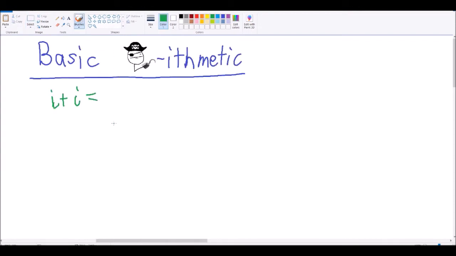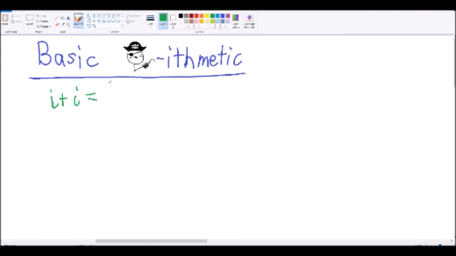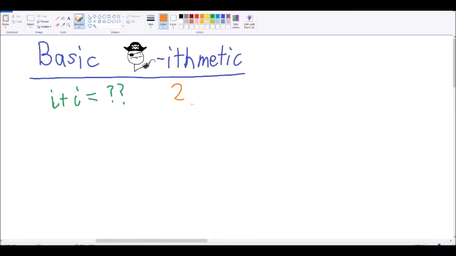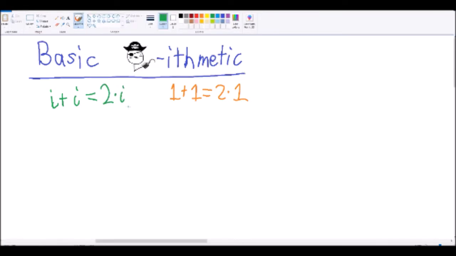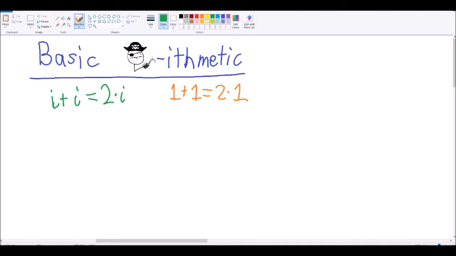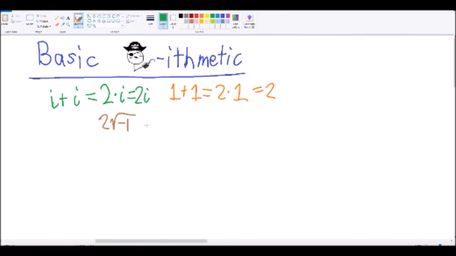i plus i is... well, that's weird. What do we call this? I mean, 1 plus 1 is 2 times 1, so maybe i plus i equals 2 times i? But we can simplify 2 times 1 to just 2, so can we do that with i? Now, if we replace i with square root of negative 1, based on square root properties, we can see that no, we actually can't simplify this further. So i plus i equals 2i.